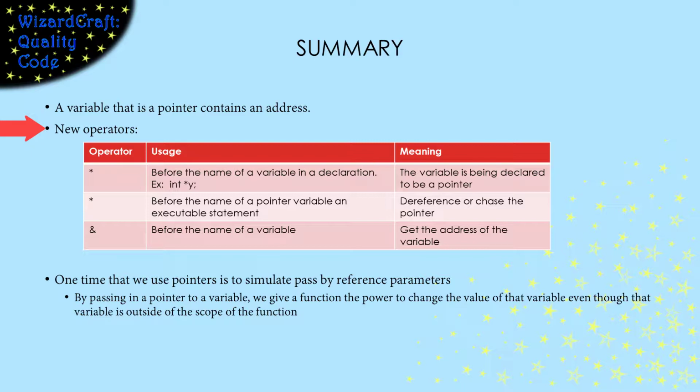The bottom line is that a variable that is a pointer contains a memory address of something else. We have two new meanings for the asterisk operator and a new ampersand operator to use with pointer variables. One place where we use pointers is to simulate pass-by-reference variables. To do this, we declare parameters to be the pointers and pass in the address of the argument. This gives the function the ability to dereference that pointer to change the value of the variable in the argument.